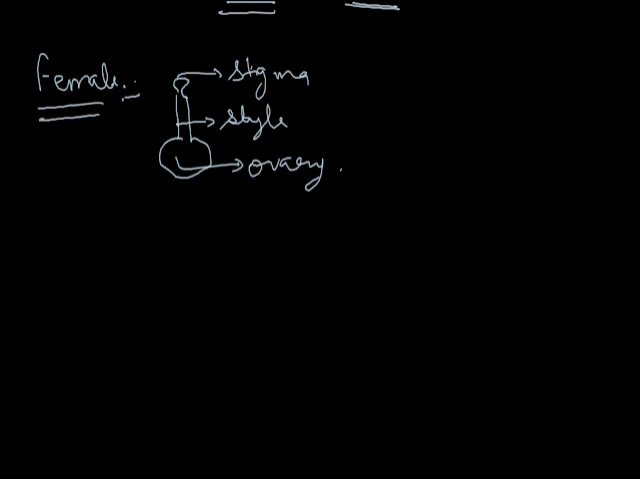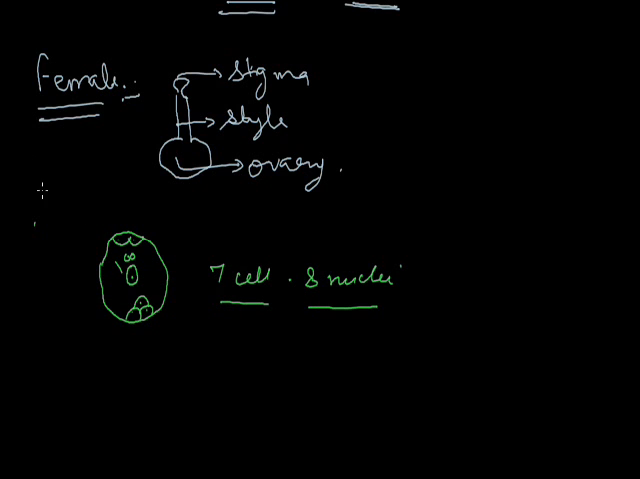We'll see this. The structure of the ovary is made up of an 8-cell structure. This is actually a 7-cell structure and 8 nuclei. How are there 7 cells and 8 nuclei here? You can see here 2 synergid cells. These 3 are the antipodal cells. So these 3 and 2 make 5.